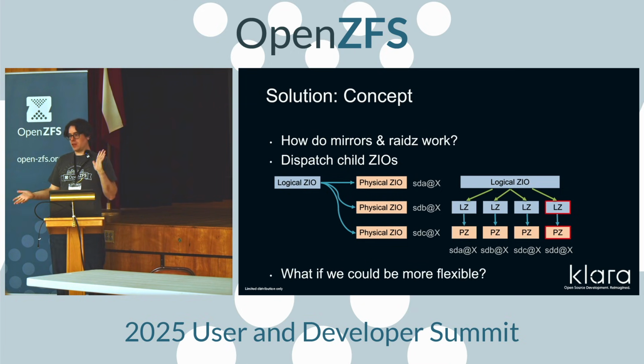And so what if we could be a little more flexible? What if we didn't have to store all of the data at the same offset on every disk? What if we had some sort of layer of indirection in the middle that would allow us to move the data around and store it in different places on different disks? And could we use that to get better space efficiency?